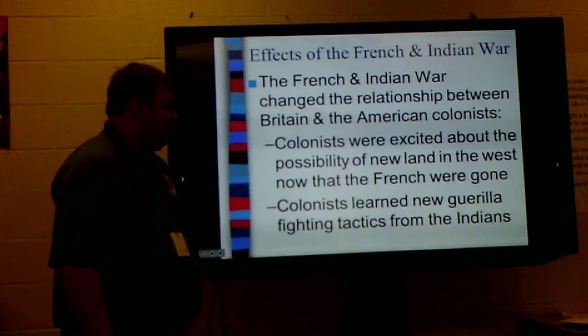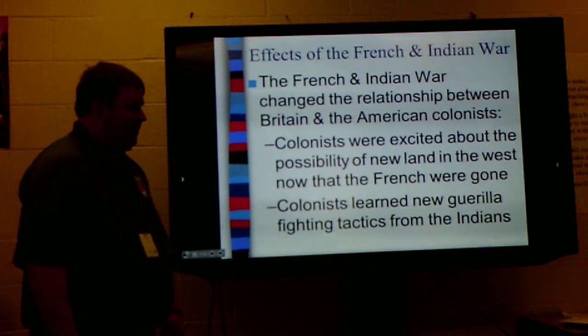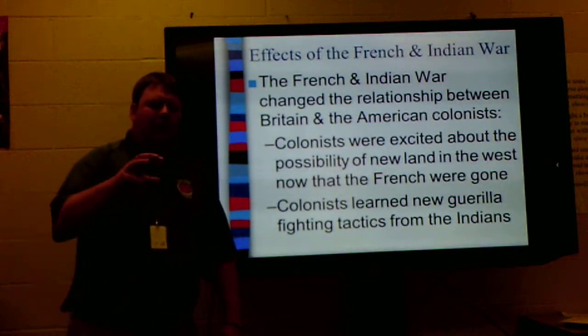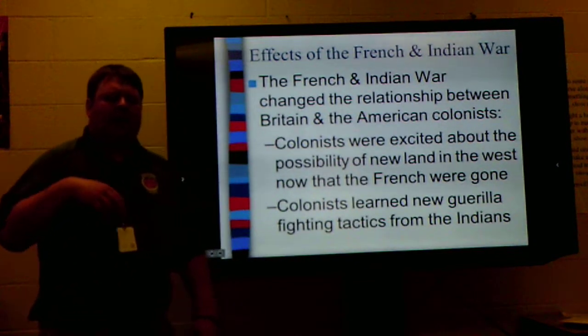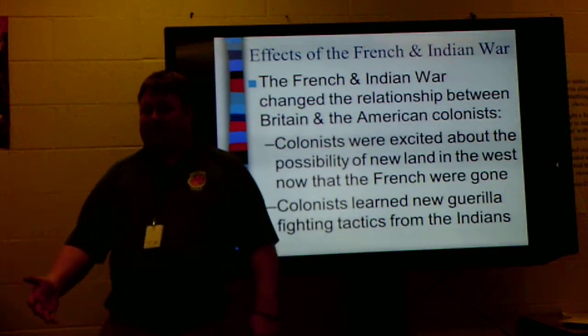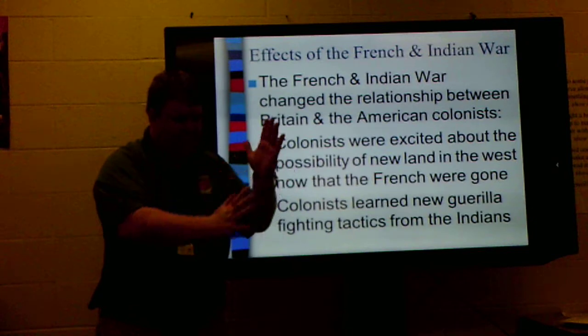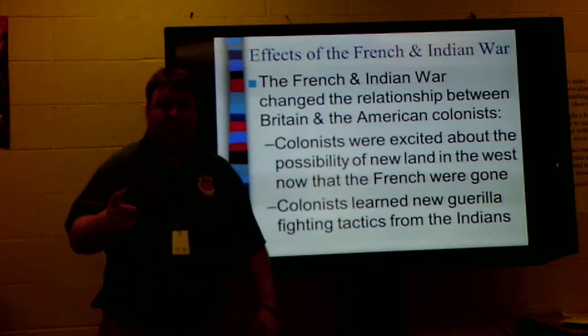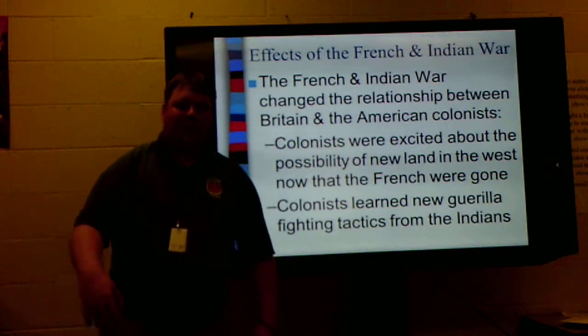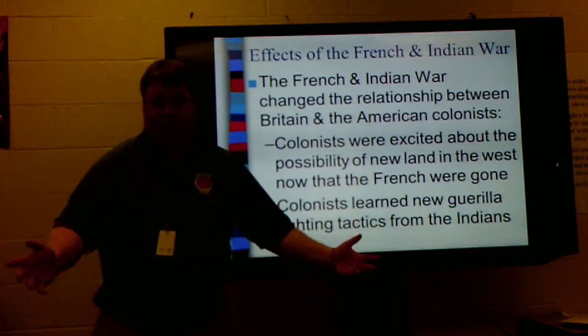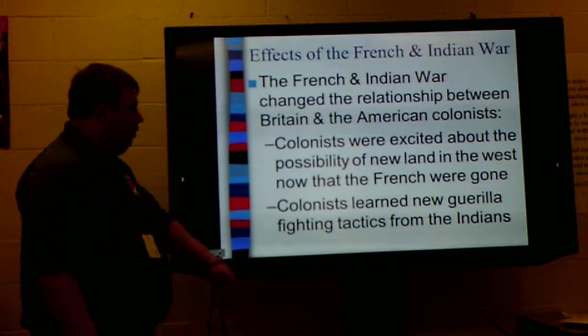And the colonists learned new guerrilla fighting tactics from the Indians. They're going to use that guerrilla fighting in the American Revolution against the British, but they learned it from the Indians. So basically they used to fight lined up on fields, shooting at each other. No more. Now they pop out from behind a bush, shoot you, and then run away. And that's called guerrilla war.